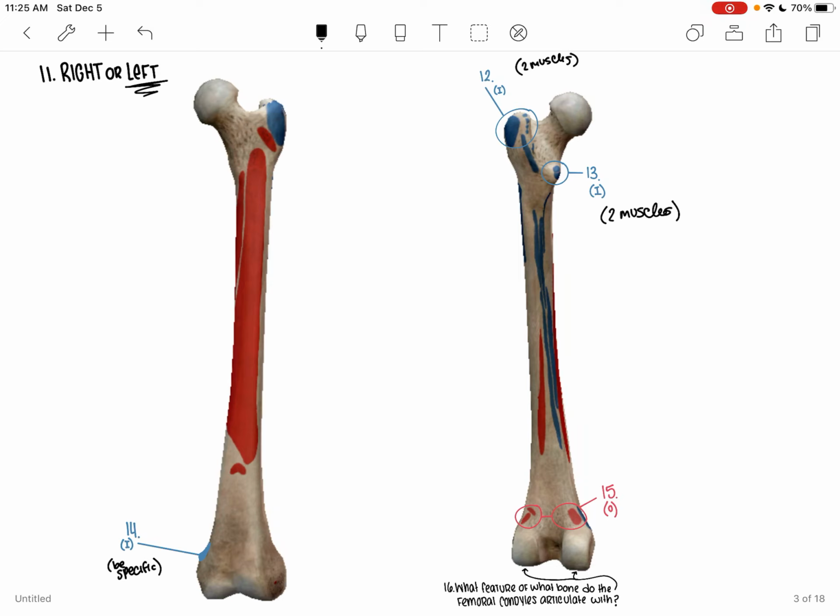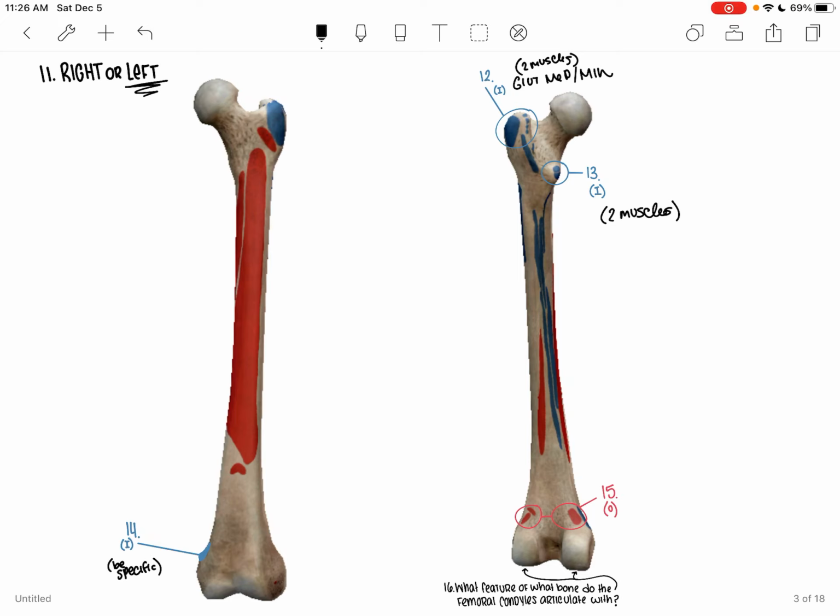Number 12, like I said, is going to be two muscles, and this is looking for an insertion. Notice that numbers 12, 13, and 14 are looking for an insertion, whereas 15 is looking for an origination, the muscle that originates there. So number 12, those two muscles are going to be the glute med and min. Gluteus medius and gluteus minimus both insert at the greater trochanter. I like to remember that G for greater and G for glute min and med.